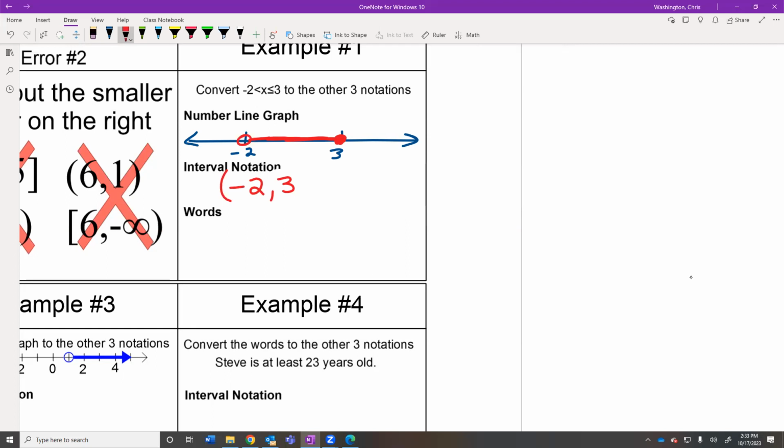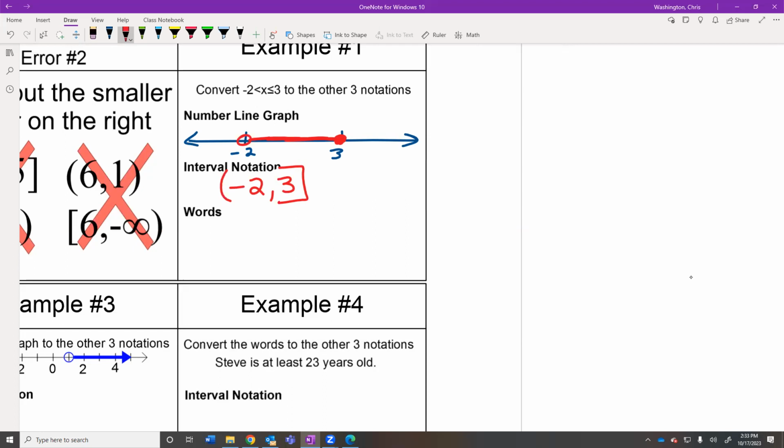And since 3 is included, bracket. Close dot, bracket. Those mean the same thing. Open dot, parentheses. Those mean the same thing. Close dot, bracket. Open dot, parentheses. And that goes back to what you see right above.